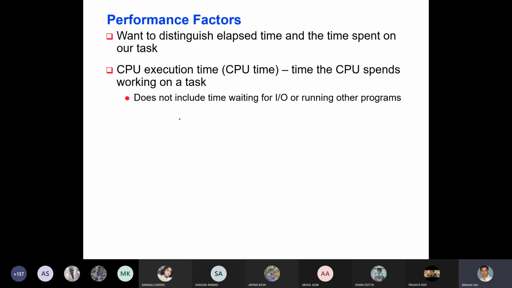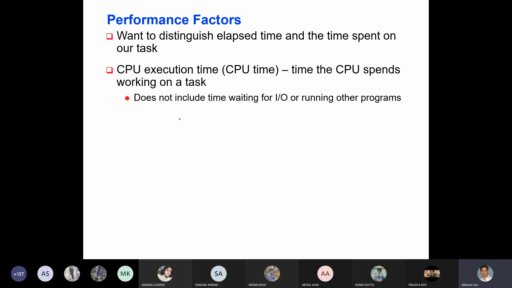Sir, could you repeat what throughput is? I didn't get the definition. Throughput is the number of processes that come out successfully, or the number of processes executed successfully per unit time, or per time you have specified. Okay, sir, thank you, sir. If the response time becomes very low, then automatically a large number of processes will be executed. Then throughput automatically increases. So CPU execution time is always the time the CPU spends working on a task.